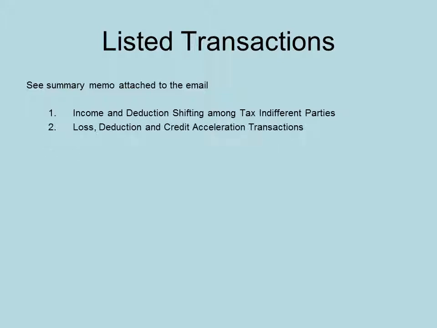Loss deduction and credit acceleration transactions. To the right of the first box, in the second box, are transactions that involve claims of tax losses or deduction and tax acceleration transactions. These transactions involve what the IRS has determined to be the improper acceleration of the timing for which a taxpayer may claim losses, deductions, or tax credits. We have put 10 of the 34 transactions into this grouping.